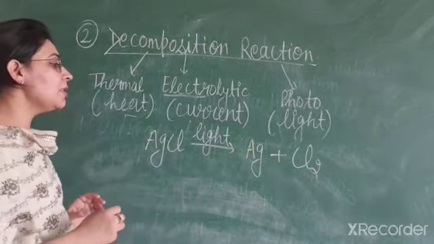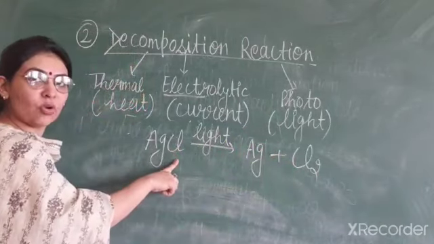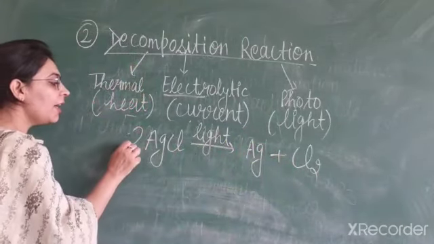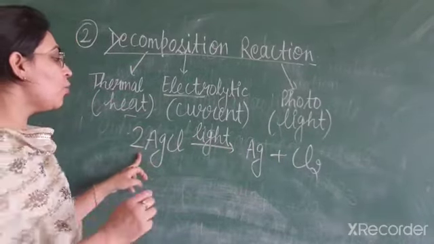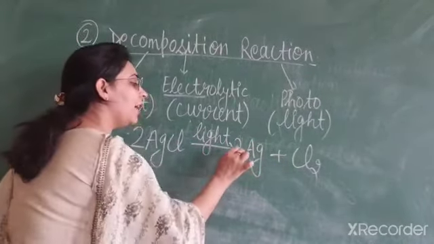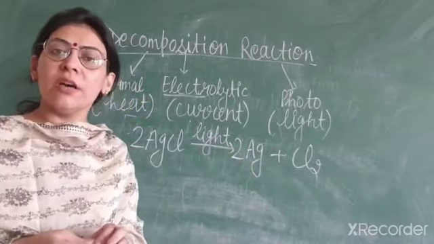This is not the balanced equation. So to balance it, here chlorine 2 atoms are present, here only 1 atom is present. I will write here 2. Now silver, here only 1 atom is present, here 2 atoms are present. So to balance it, I will write here 2. This was all about the decomposition reaction.